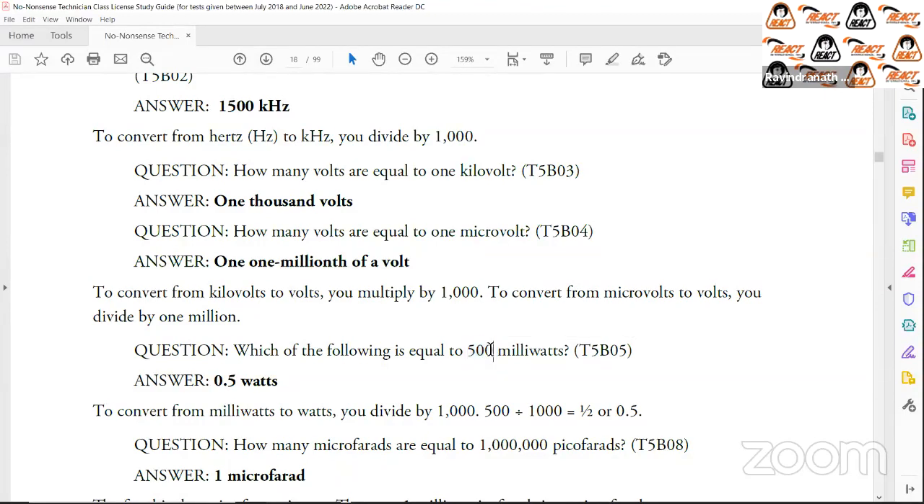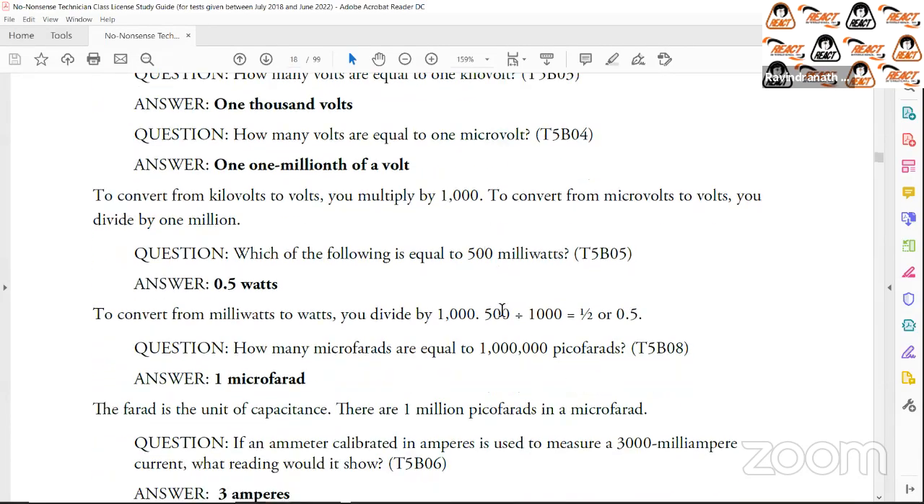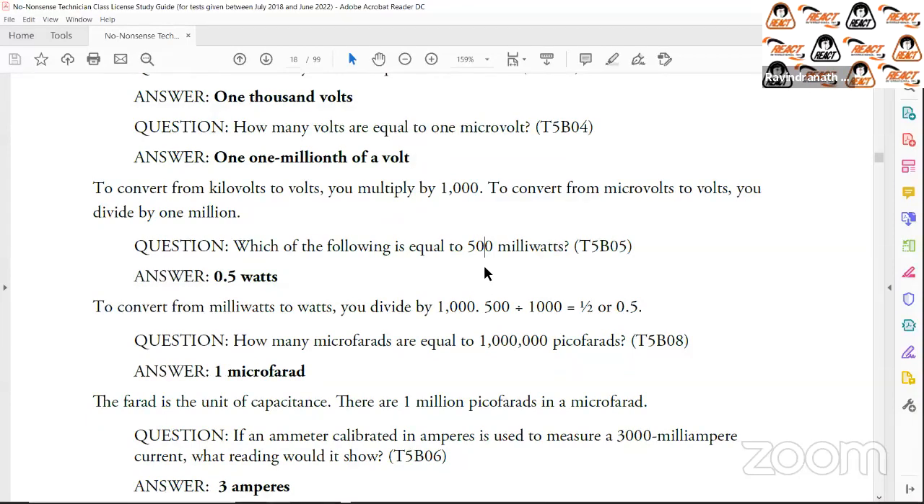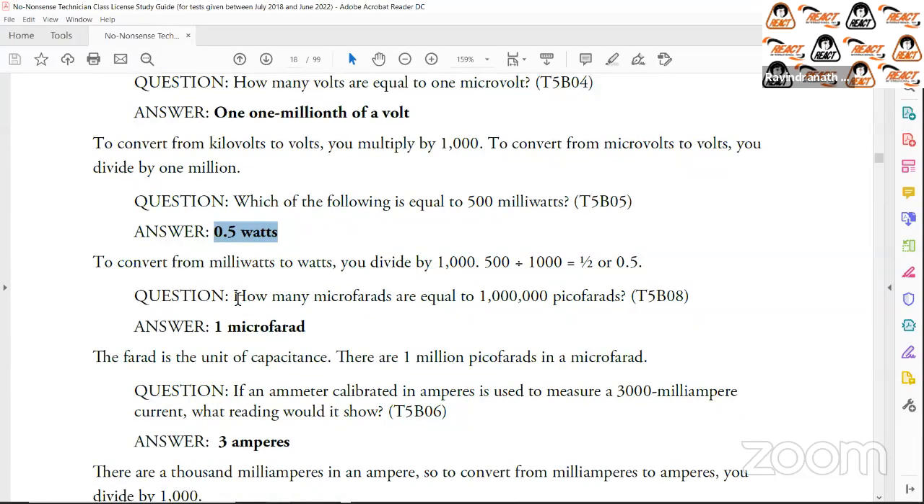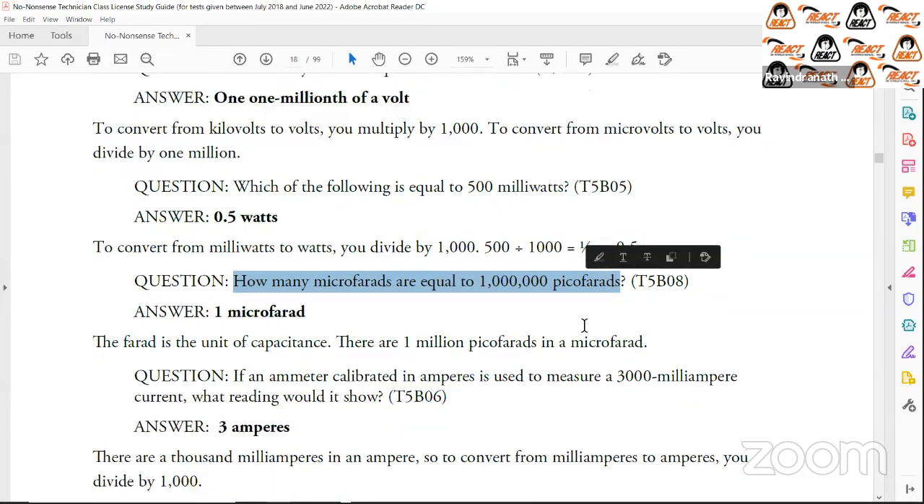500 milliwatts. So these are the types of conversion questions that they will get you, that you'll have to practice doing. And they let us know here that to convert from milliwatts to watts, you divide by 1,000. So we want to go from 500 milliwatts to watts. We divide 500 by 1,000 and we get 0.5, which is the answer, 0.5 watts. Again, don't be fazed if they were to introduce terms that you have not yet heard about.